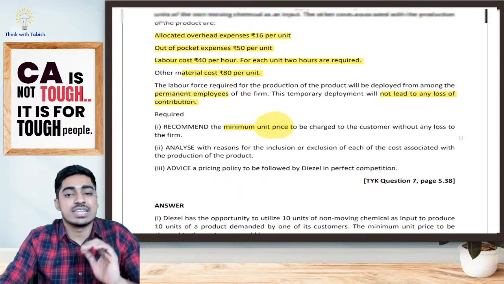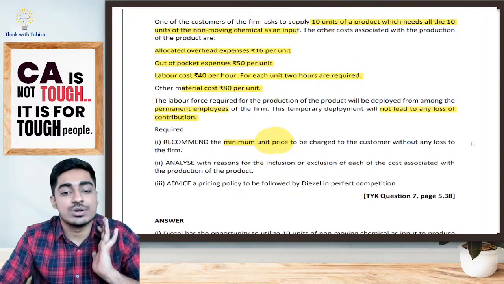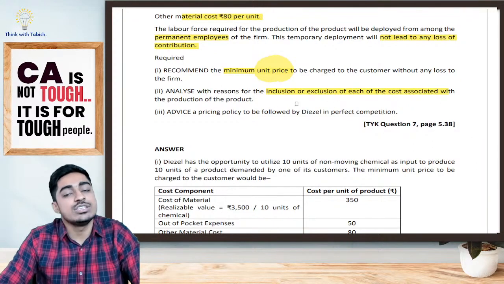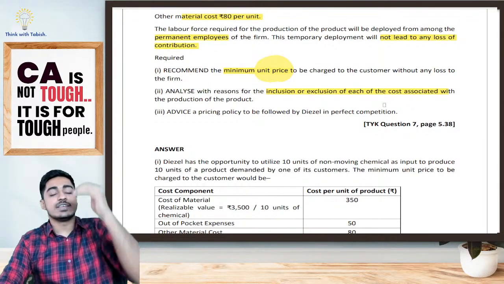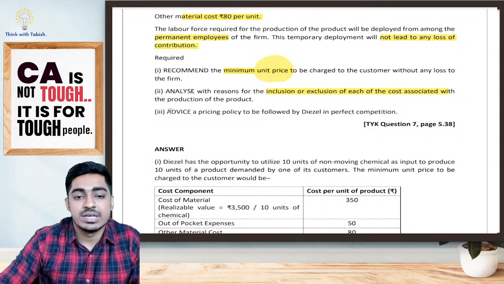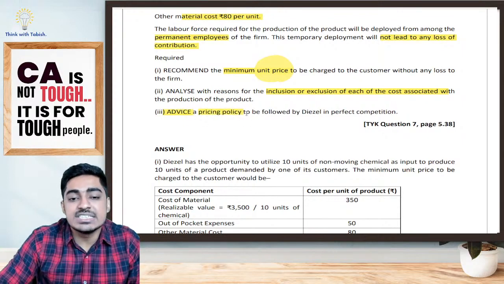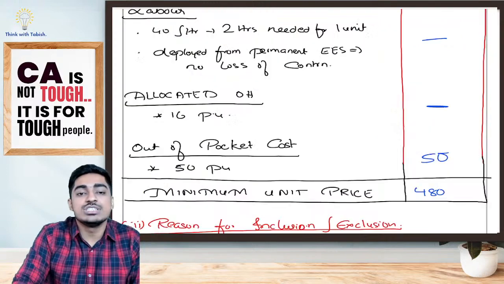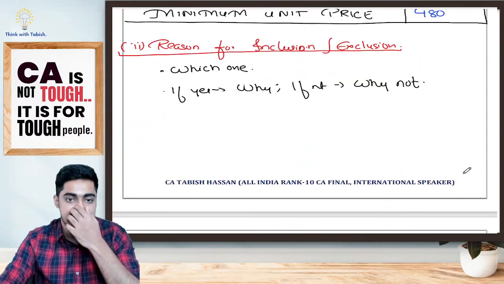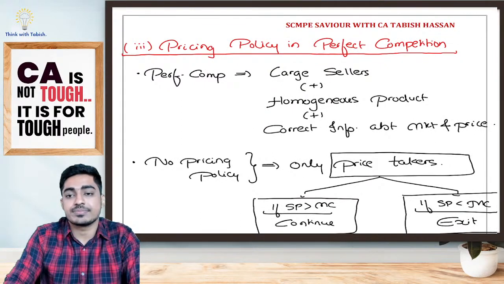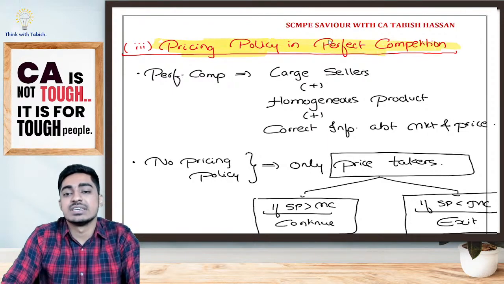What is relevant, why it is relevant, what is not relevant, why it is not relevant, is told. Analyze with the reason for inclusion or exclusion of each of the costs. Every item you need to tell if it is included, why it is included, how much is included, what is the reason. Logic has to be told. And thirdly, advise a pricing policy to be followed in perfect competition. Pricing strategy is discussed in chapter number 6.